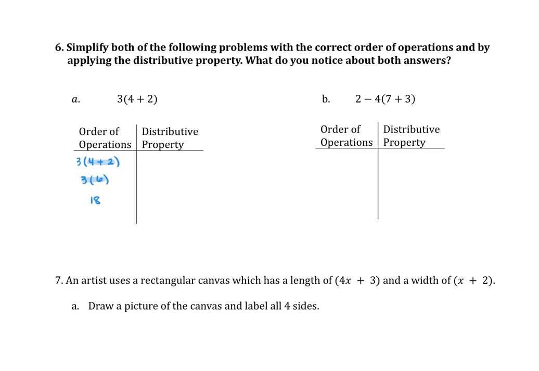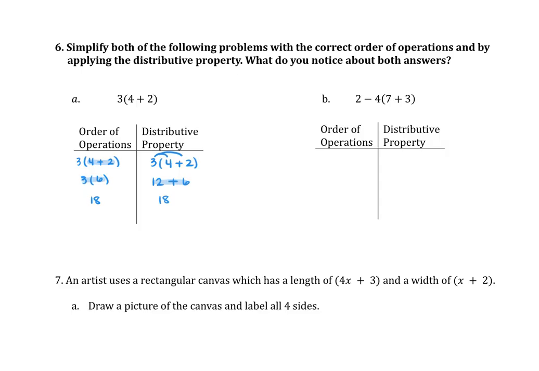Now I'm going to approach the exact same problem, but this time I'm actually going to do it by distributive property. So I'm again going to copy the problem down. I'm going to distribute 3 times 4, that gives me 12, and I'm going to do 3 times 2, which gives me 6. Now if I combine like terms, 12 plus 6, I get 18. Do you notice that it's the exact same answer?